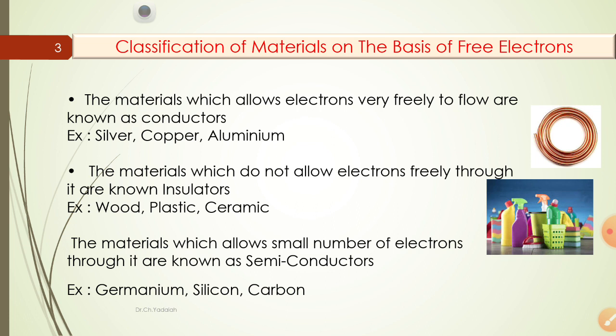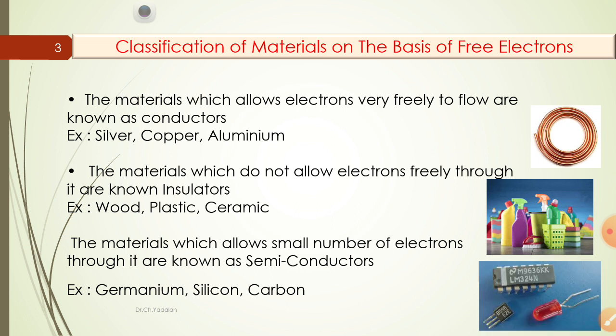Another one is the materials which allow a small number of electrons through them, known as semiconductors. Examples are germanium, silicon, and carbon. Silicon and germanium are generally used in our electronics and electrical engineering systems. These are used to make all of today's basic ICs, integrated circuits. So these three materials run the entire electrical engineering system. Conductors allow the electrons, insulators oppose the electrons, and semiconductors, based on conditions, allow and oppose the electrons.